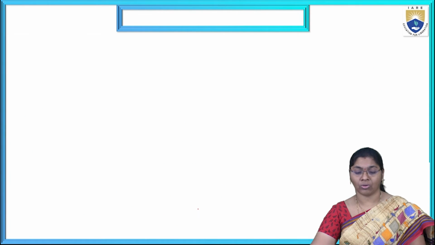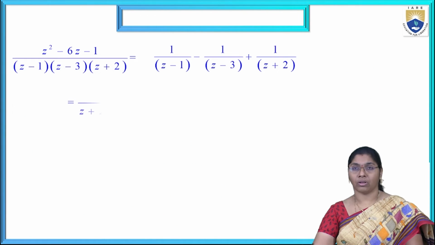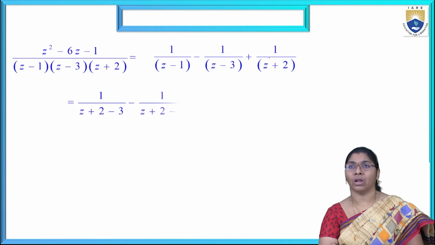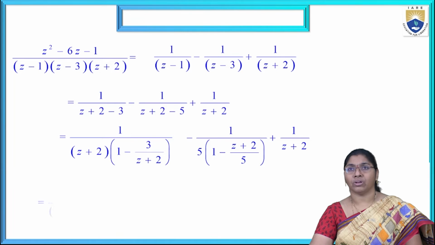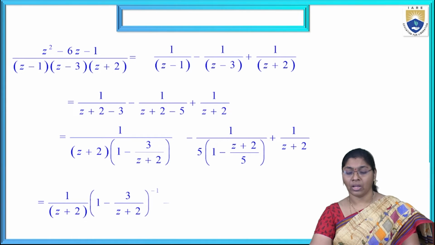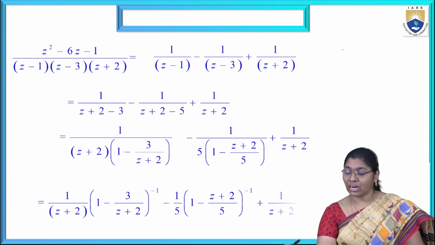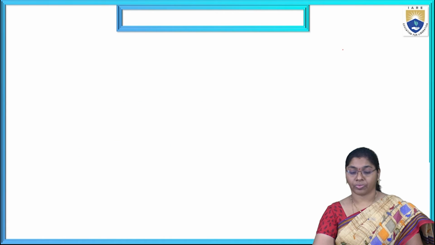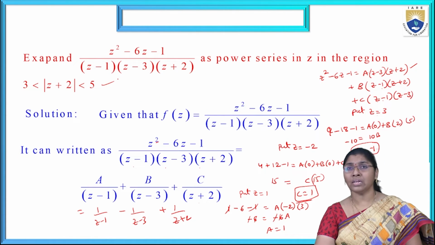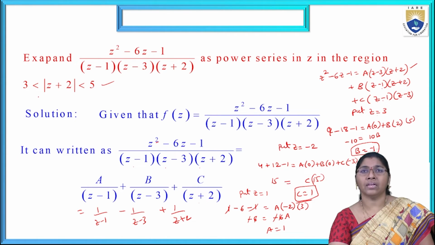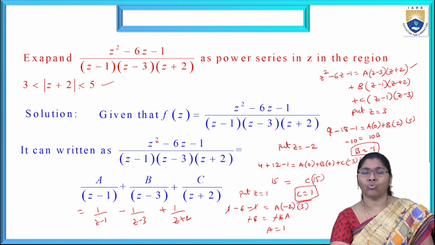1, minus 1, 1 are the roots of the partial fractions of the given function f of z. Now this is the important one. Here the given condition is 3 less than mod of z plus 2 less than 5.